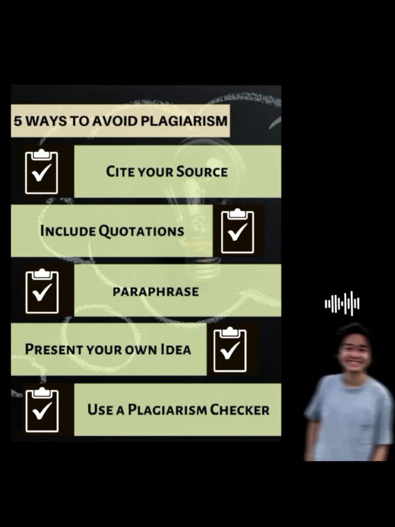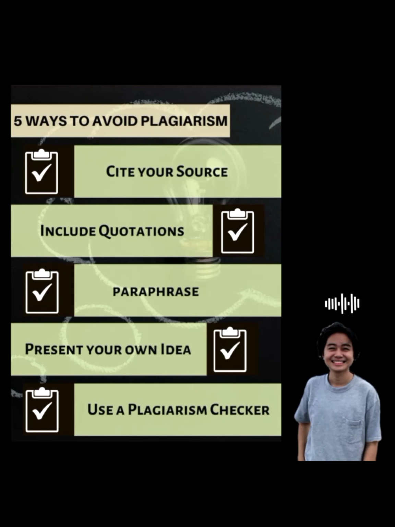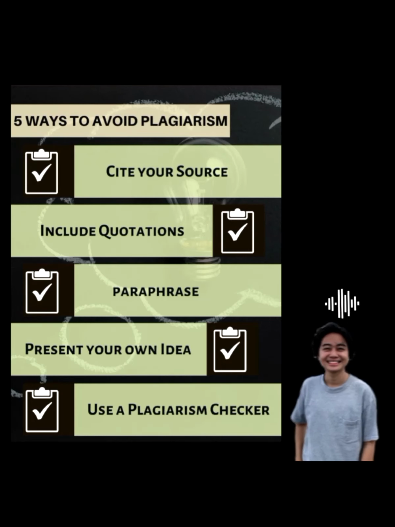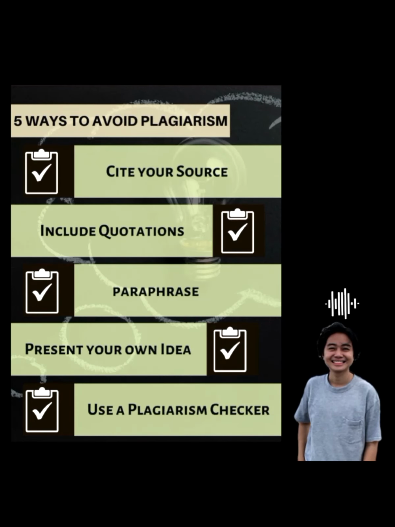Paraphrase carefully and give proper credit is the third one. And the fourth is present your own idea, which has always been the best way to avoid plagiarism. But be careful as some of our ideas are already out there. Or for short, there is already someone who already thought about it and already made it. Lastly, to check if your work or ideas is original, you can use various plagiarism checkers such as Grammarly, Plagiarism Detector, and many more.